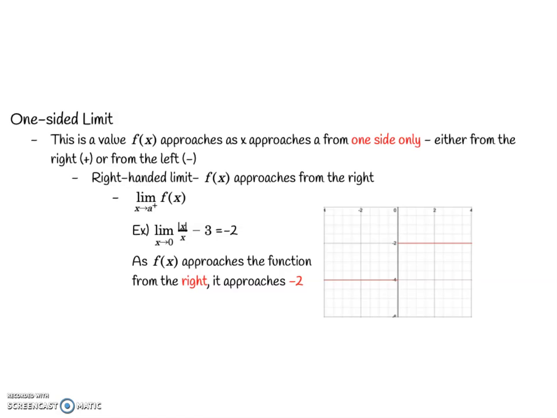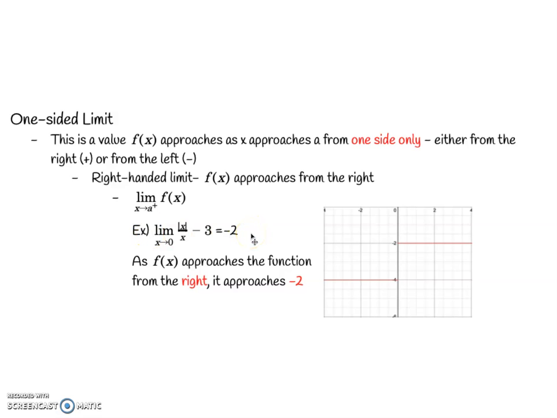So today we're going to learn something called a one-sided limit. This limit is a value that a function approaches as x approaches a from a single side only, either from the right or from the left. So a right-handed limit is a limit where the function approaches from the right, and this is the notation for it. If you look at it, everything is very similar to the double-sided limit notation except for this plus. If there's that plus, it's an indicator that it's a right-handed limit.